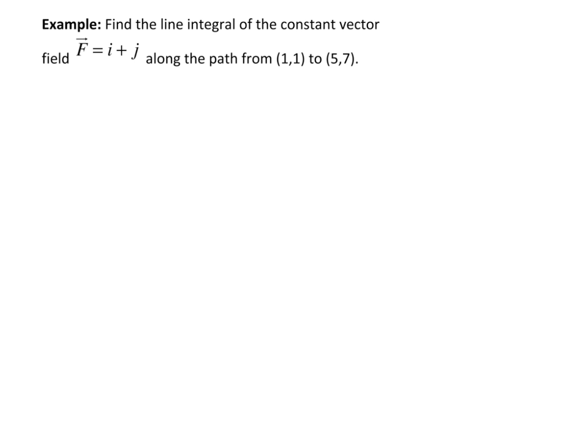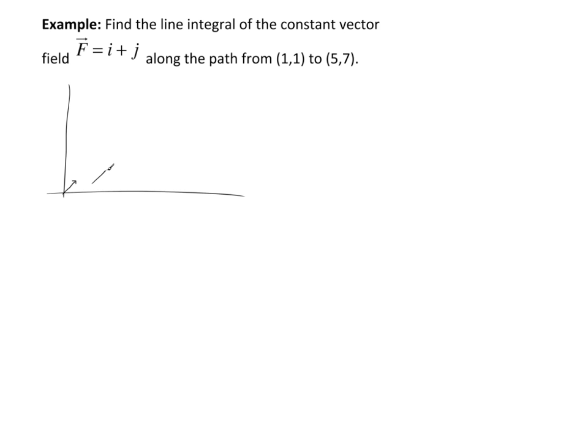Let's take a look at another example here. I want to find the line integral of the constant vector field F equals i plus j along the path from (1, 1) to (5, 7). But I'm going to specify exactly what this path is here. Let's go ahead and take a look at this vector field real quick.